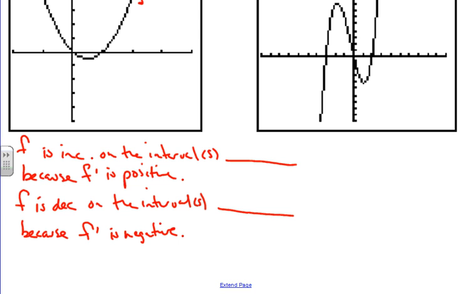Now, we can actually take the converse of this statement and say that if f prime is positive, then f is going to be increasing on those intervals. And if f prime is negative, then f is going to be decreasing on those intervals. So essentially, what we need to look for when we're given f prime is where it is positive. Wherever the values of f prime are positive, that means the slopes of f are positive as well, which means f is increasing. When f prime is negative, we know that all the slopes of f are also going to be negative, and therefore it's going to be decreasing.